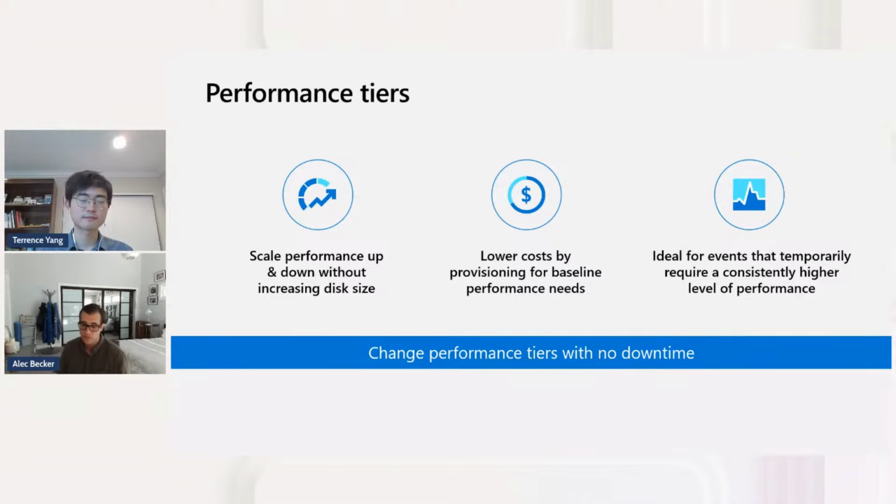This is great because for whatever performance tier you are actively using, you get charged for. So you can scale up for the performance when you need it and get charged at that higher rate, but when you scale back down to the lower performance tier, you get charged at that lower rate.